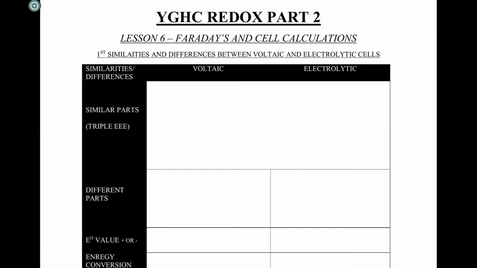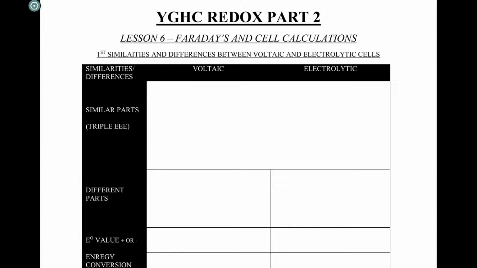In today's lesson, we are going to do a couple of different things, but we're going to start by looking at the similarities and differences between voltaic and electrolytic cells now that we've done both of them separately. And we're also going to look at something called faradays and cell calculations, where we will be able to figure out the mass being produced in a molten cell if a cell is running for a certain amount of time with a certain current, etc. So both very important things to know.